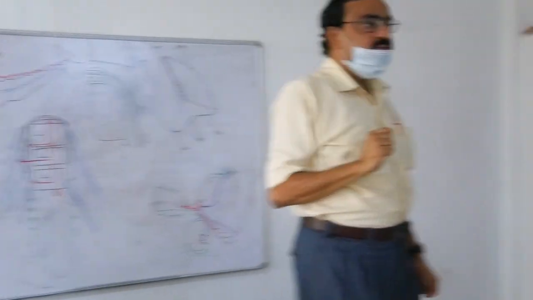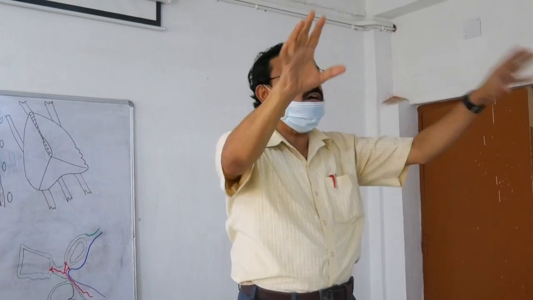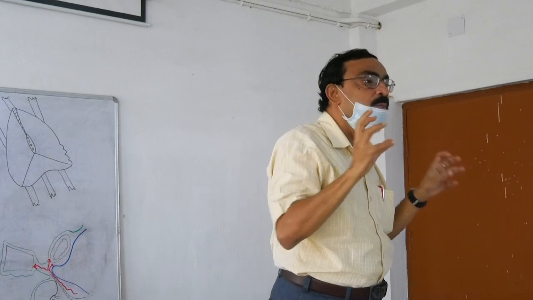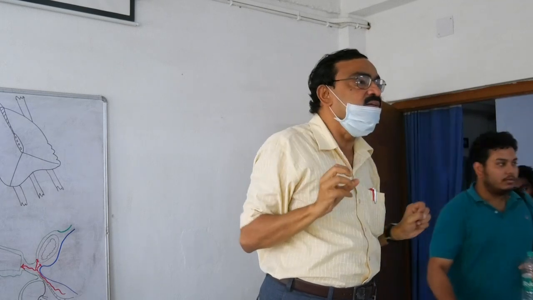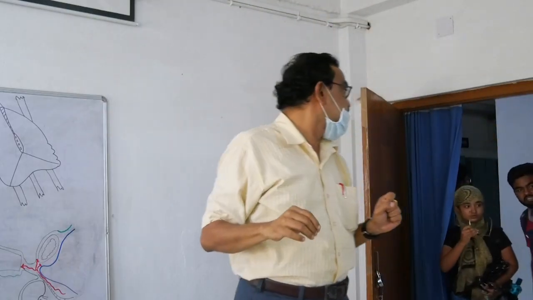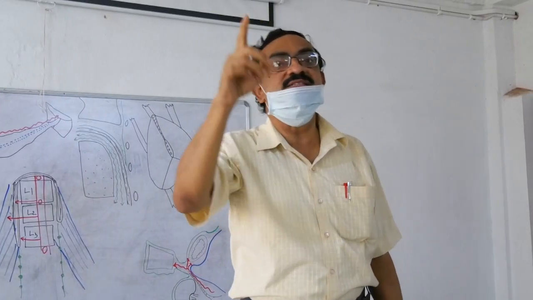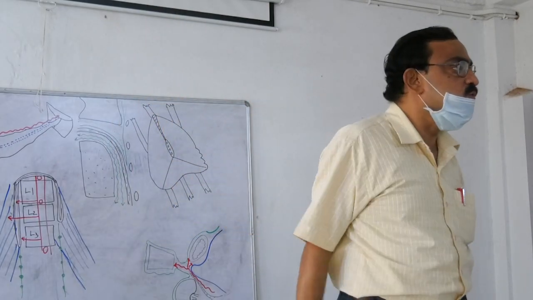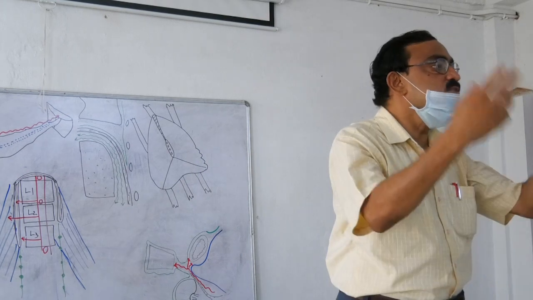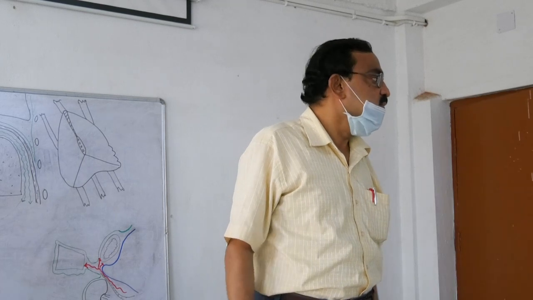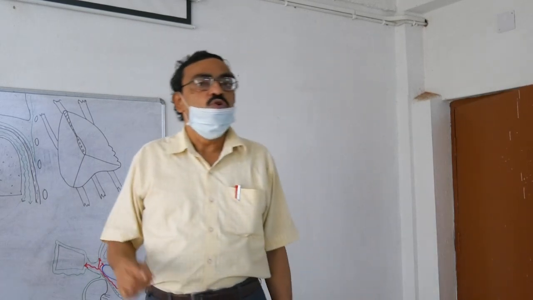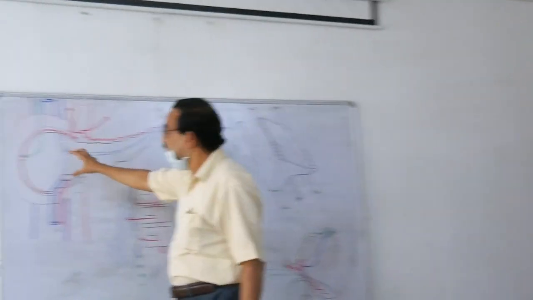So this is the exocrine part. Now about the endocrine part. If you see the histology of the pancreas, we see there are multiple serous acini. And in between the serous acini, we get the islets of Langerhans. These islets of Langerhans contain alpha, beta and delta cells, which secrete hormones like glucagon, insulin, somatostatin, and pancreatic polypeptide. Okay. So, it's a mixed gland.